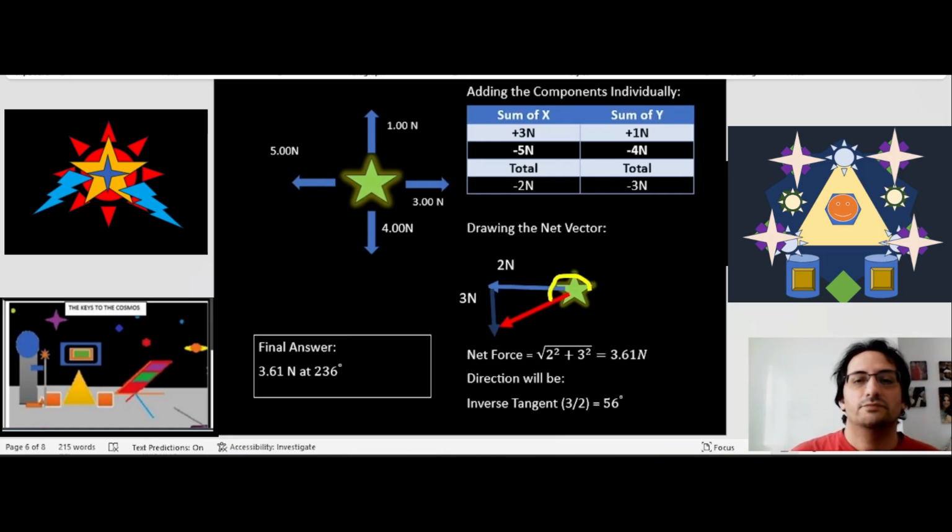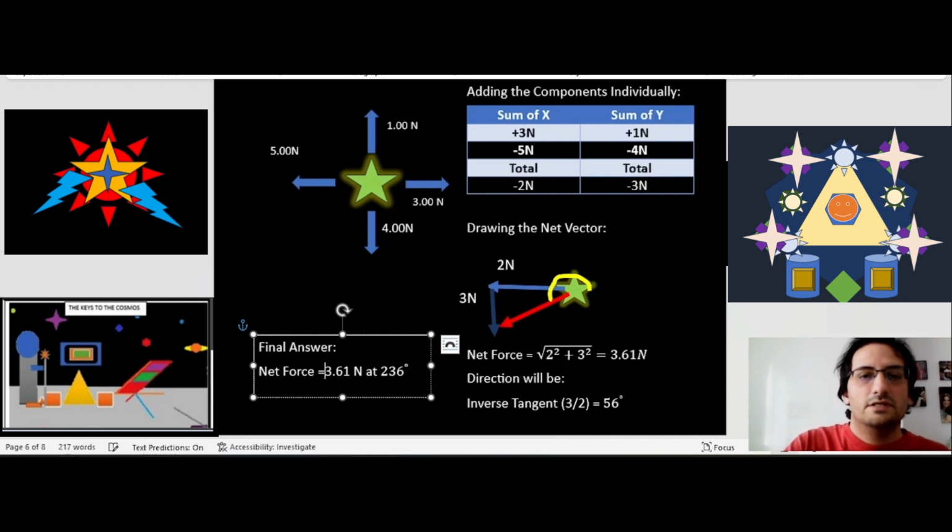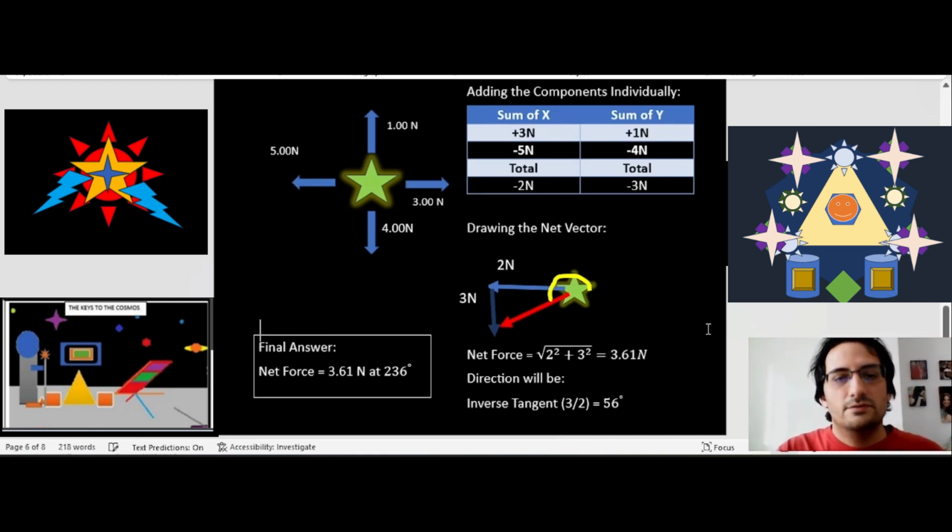The direction will be inverse tangent of 3 over 2, which gives you 56 degrees, but that's not the end, because 56 degrees is inside the triangle. But the angles in physics are always from the positive x-axis. So if you go all the way from the positive x-axis to that angle, you're going to have to add 56 to 180, because the angle from here to there is 180. So you're going to have to add 56 to 180 to get 236. So the final answer is net force equals 3.61 newtons at 236 degrees.